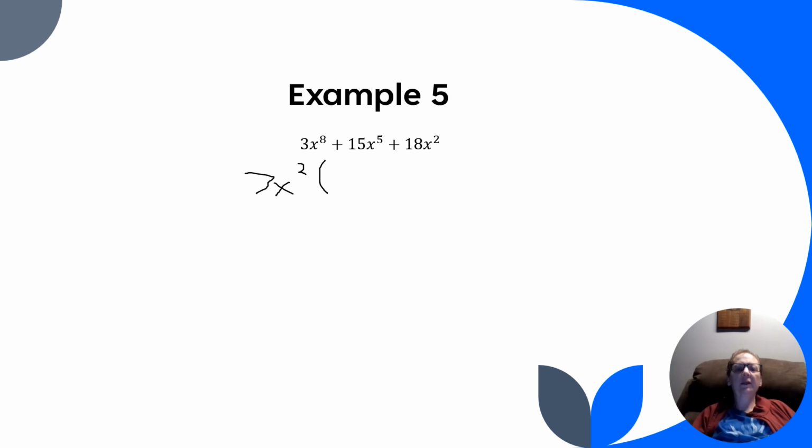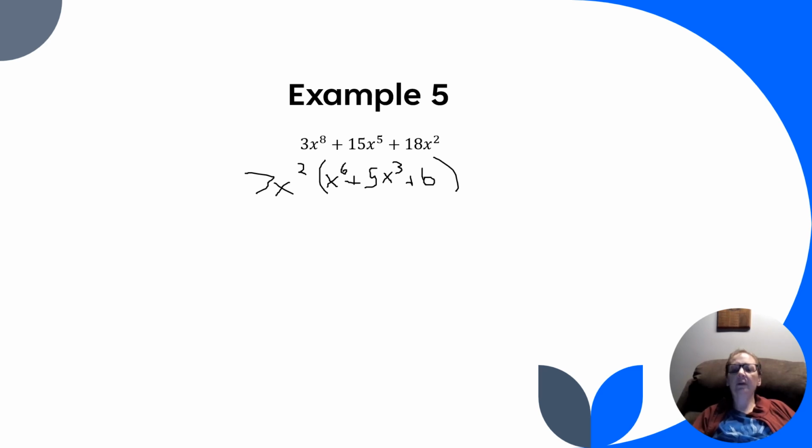When I take a 3x squared out of an x to the 8th, the 3's cancel, and I'm left with x to the 6th, because you subtract the exponents. And then the second term, I have 15 divided by 3 is 5. X to the 5th divided by x squared is x to the 3rd. And then 18x squared divided by 3x squared is going to be 6. And that is that.